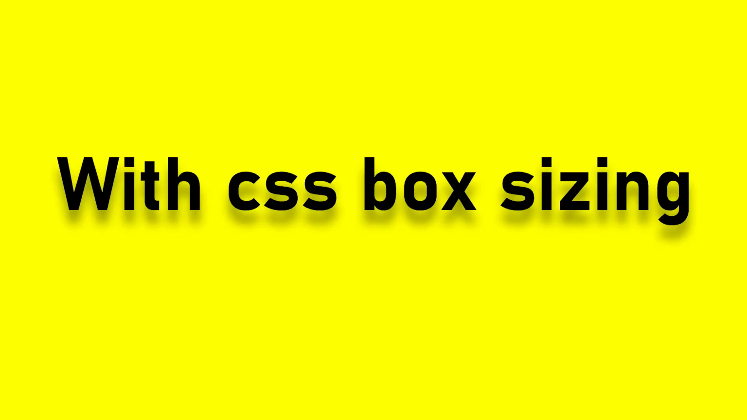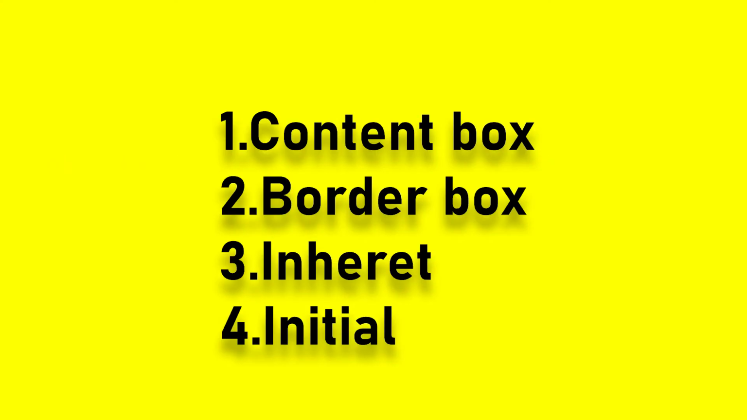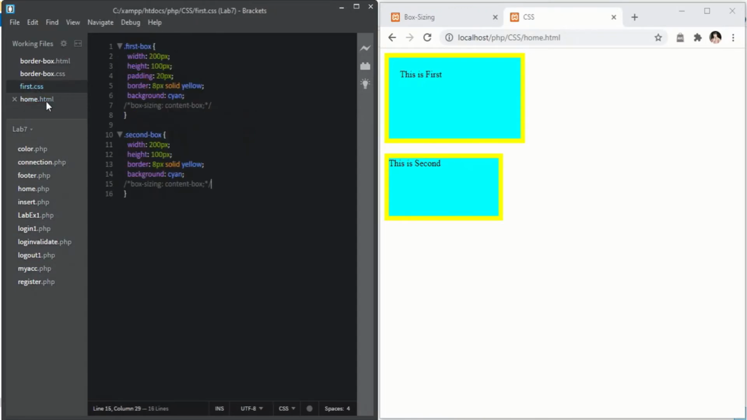Alright guys, now comes the second thing I said you should understand, that is how the CSS element behaves when box sizing properties are being used. Before I demonstrate, keep in mind that there are multiple box sizing properties: content box, border box, inherit, and I think 4 or 5 others. But the most frequently used, most popular ones are content box and border box. So I'm in the first file that I demonstrated earlier.